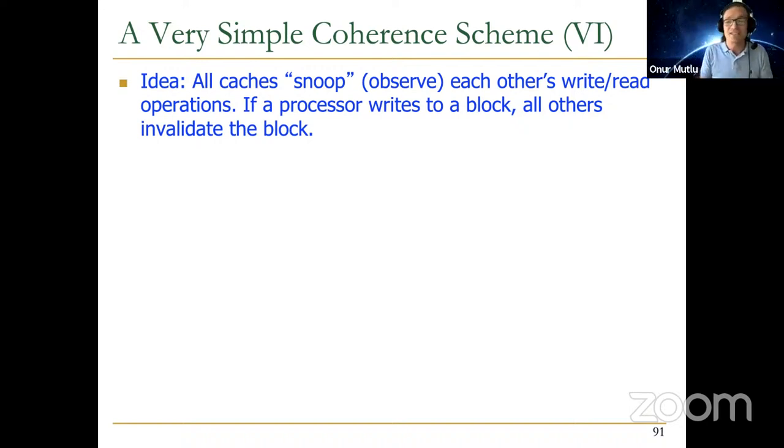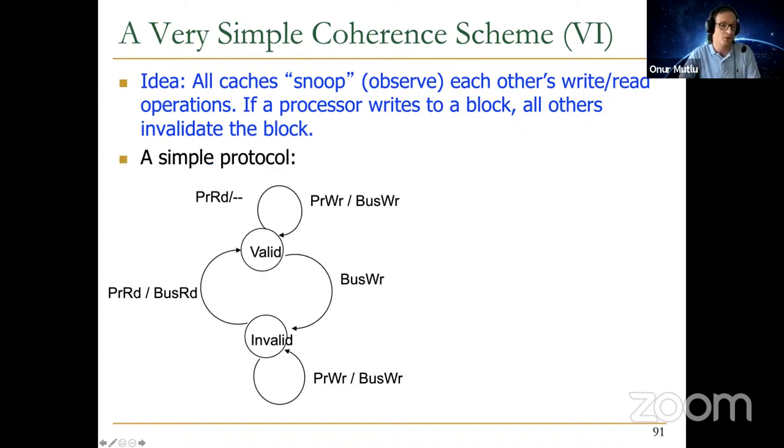And whenever a processor writes a block or reads a block, they basically broadcast it to everyone. And if a processor writes to a block, all other caches that have the same block in their cache invalidate the block. That's the idea of this protocol. And this is a very simple two-state protocol. A cache block can be in valid and invalid state. And let's assume that it's in the valid state.